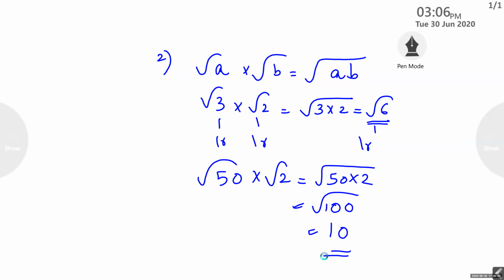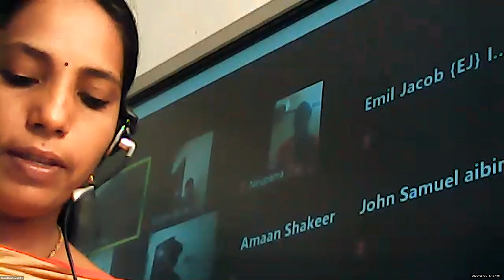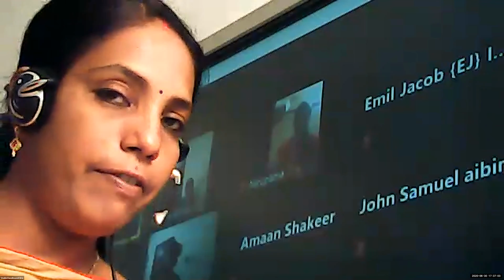Okay. I'll give the next question. Next rule, the third one. What about root A by root B equal to root of A by B? What about this rule? Do you know it? Root of A by root of B equal to root of A by B. Are you familiar with it?